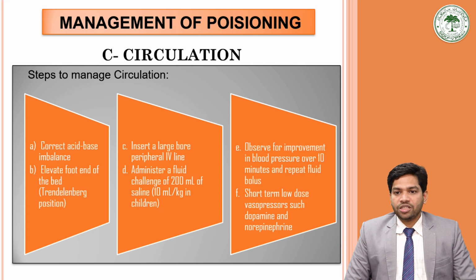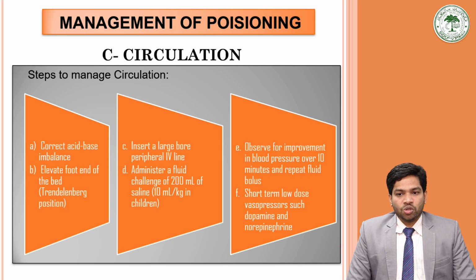Then insert a large bore peripheral IV line that should be a minimum of 16 gauge, and administer a fluid challenge of 200 ml of saline, at the rate of 10 ml per kg in children. Observe for improvement in the blood pressure for 10 minutes. Repeat the fluid bolus if BP fails to normalize, and assess for signs of fluid overload. Short-term low-dose vasopressors such as dopamine and norepinephrine may be given if after the fluid bolus there is no improvement in the blood pressure.